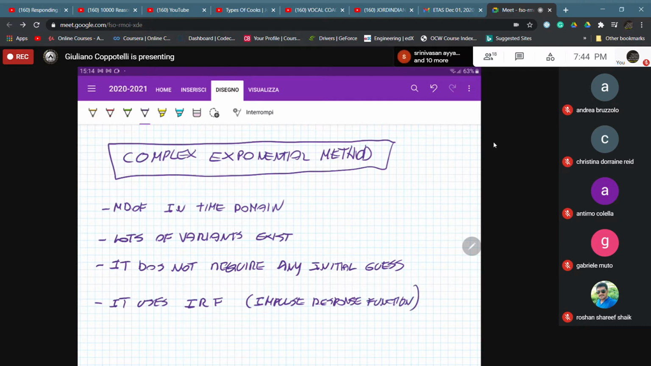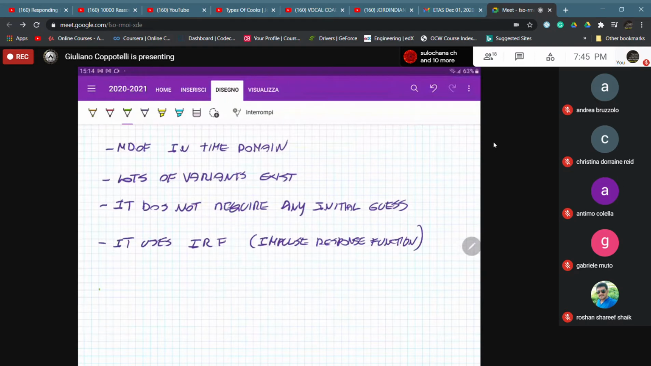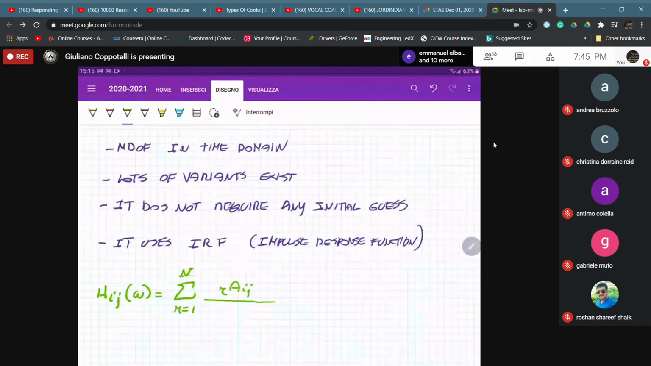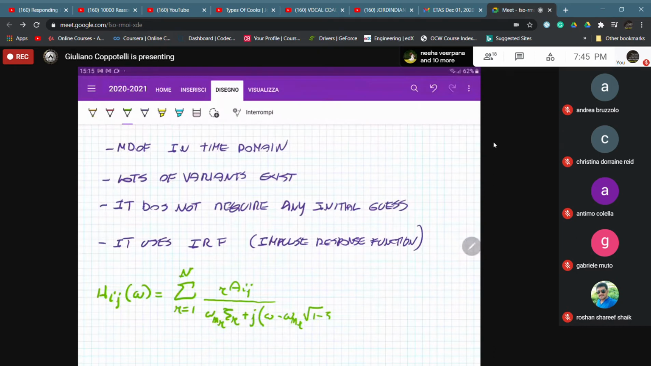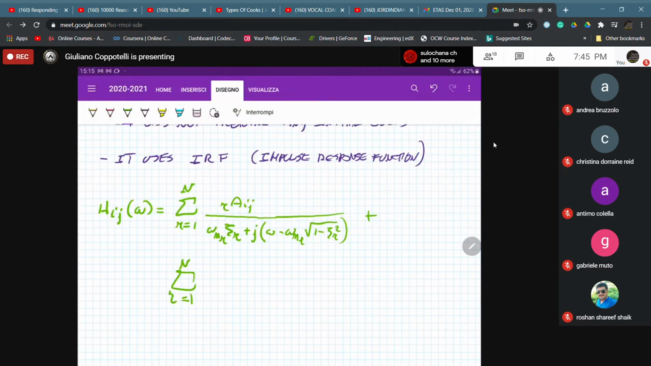Please remember, just from the basics point of view, that your frequency response function of omega was set equal to a fraction series expansion, with r going from 1 to N, where N is the number of modes available in our analysis, plus residual terms, divided by omega_nr theta_r plus j(omega minus omega_nr square root of 1 minus theta_r squared), plus its complex conjugate, with r going from 1 to N once again.